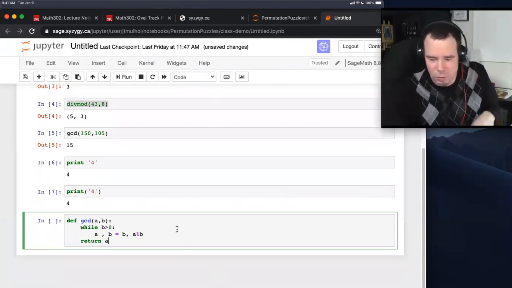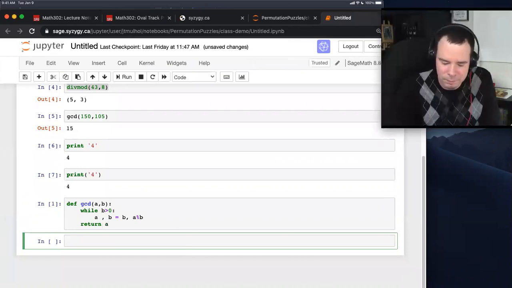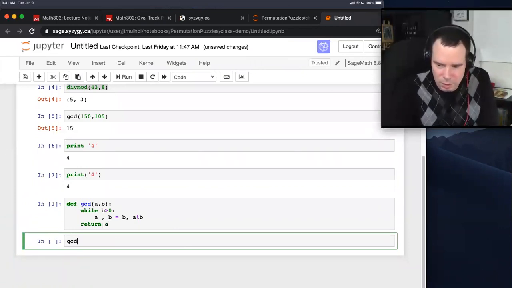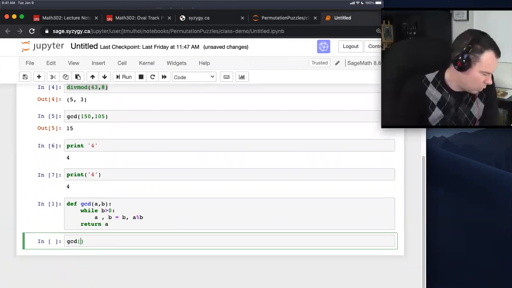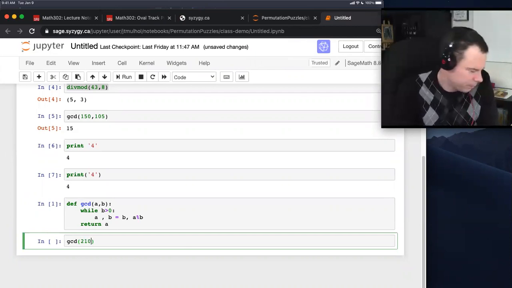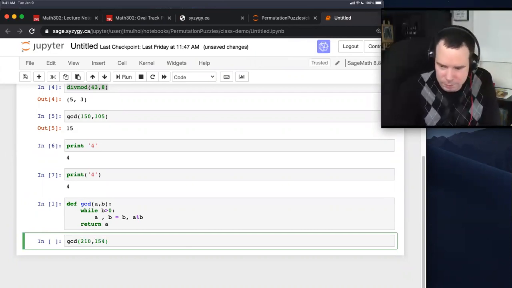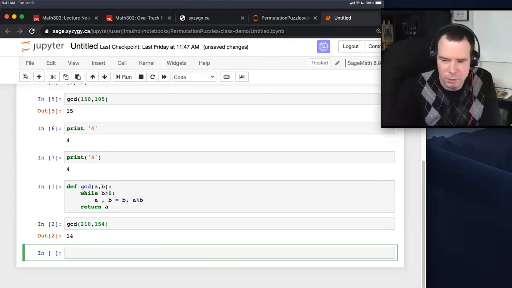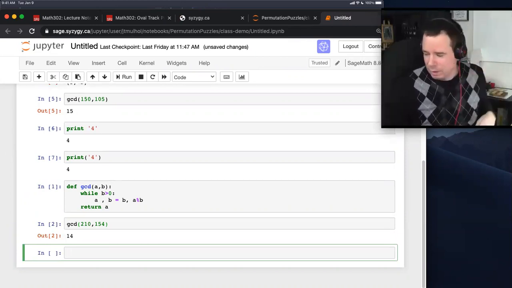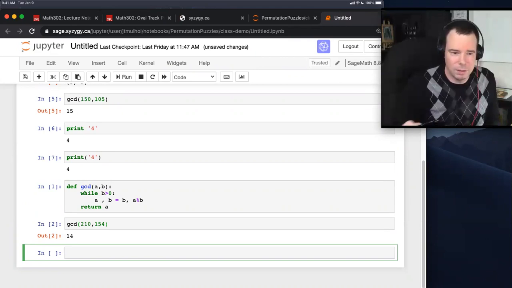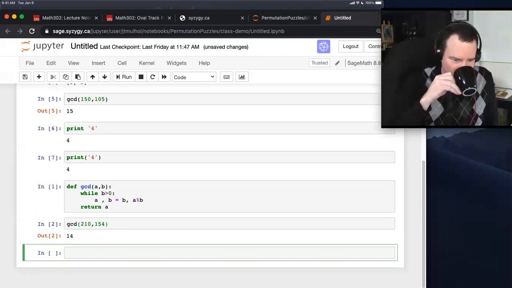No factorization required or anything. Let's just load it in, and now we can compute a GCD. We will compute the GCD of the one we just did, with the values 210 and 154. And there it is, 14. So whenever there's a GCD calculation being done, this is the algorithm that's being used.